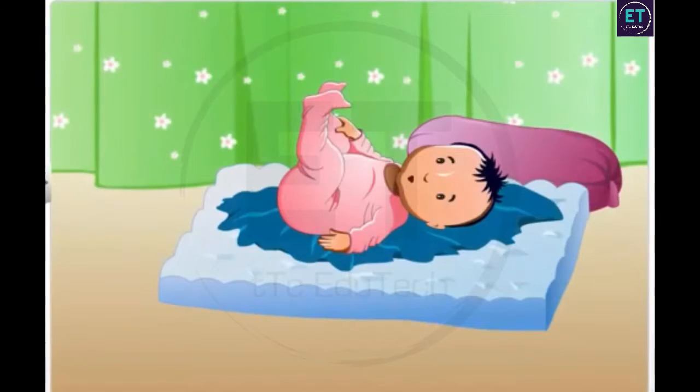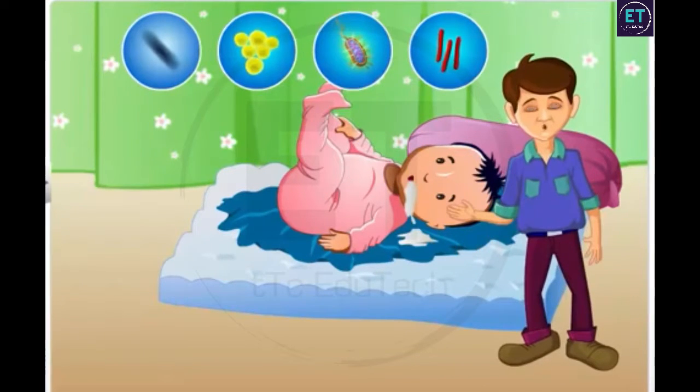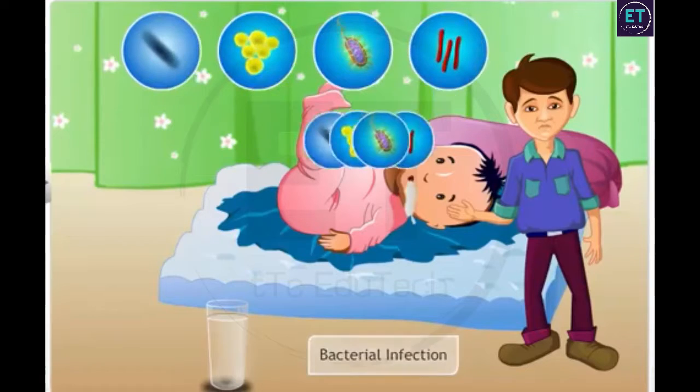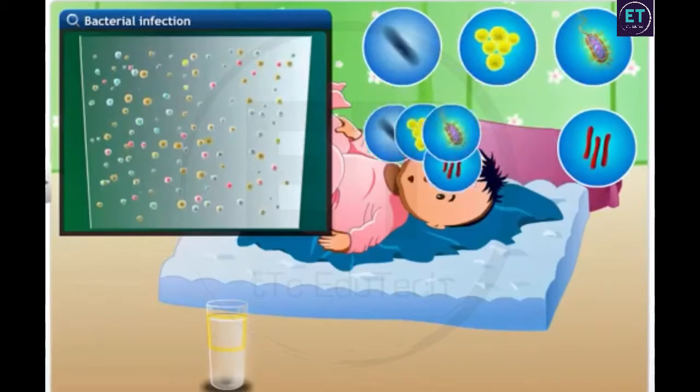This baby has vomited quite a few times today. What could be the causes of this repeated vomiting? Now let me think. The cause of vomiting could be a bacterial infection. Bacteria could have entered the baby's system through unclean drinking water. So, lack of clean drinking water becomes a first-level cause of the disease.